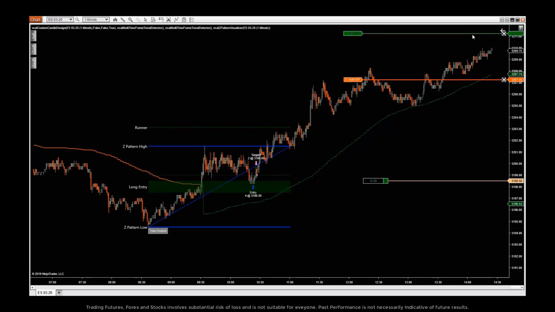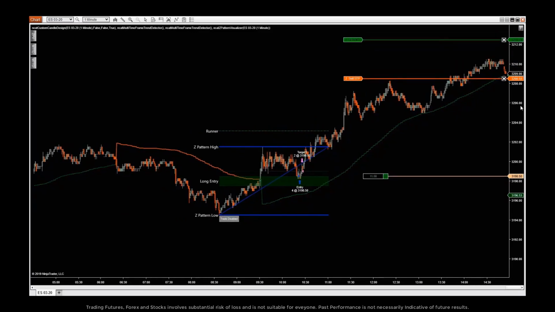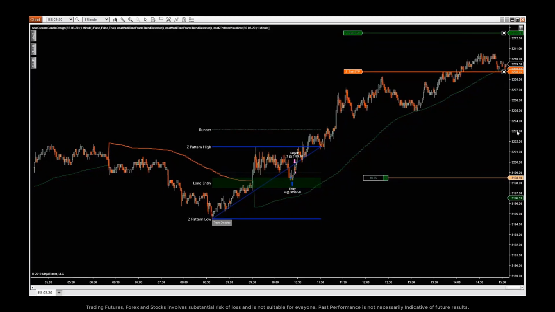We'll just keep moving this up. Just keep it a tick or two behind this line, and I'll move this up a little bit more. And just keep adjusting it like I am here to get the most out of it.